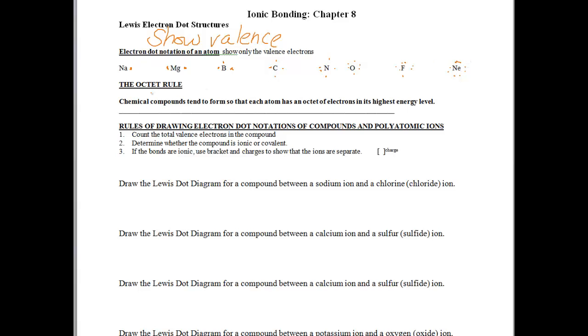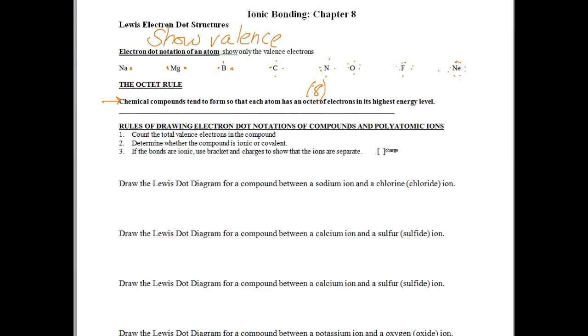So this is the octet rule. Okay, I've added this, you need to add it. And what does the octet rule say? Compounds are going to form so that each atom will have an octet of electrons in its highest energy level. Hence octet. What does octet mean? The 8, that it's full. It's like a noble gas. This is stable, and again, that's why compounds are going to form, to be stable.